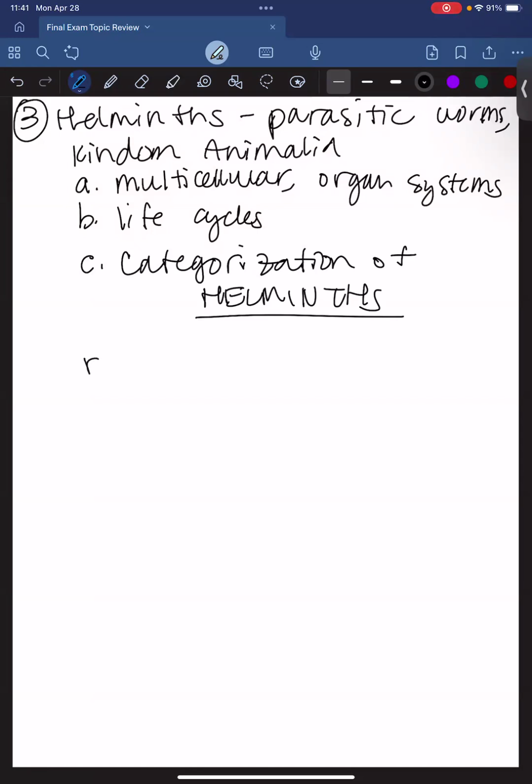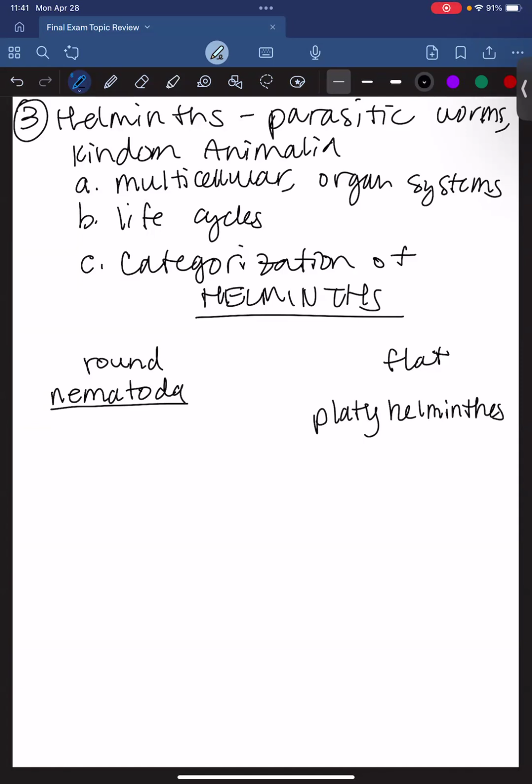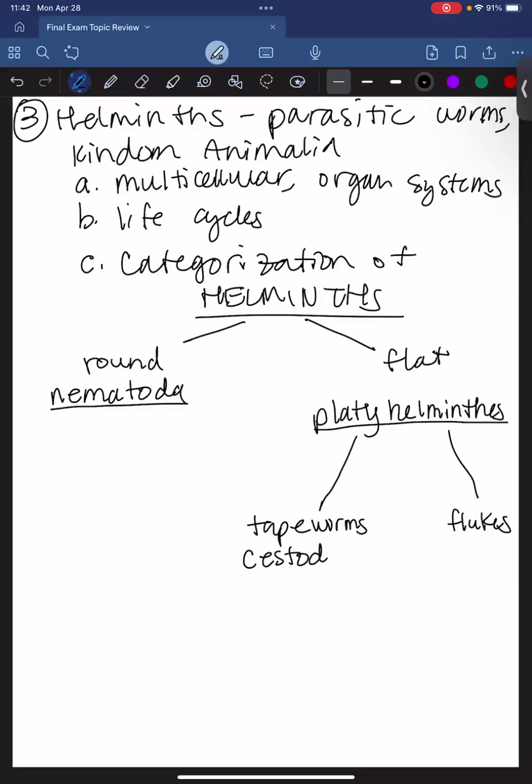We have our roundworms and our flatworms. Our roundworms are known as nematodes, nematoda. Our flatworms are known as platyhelminthes. And so we have two different kinds of flatworms as well. We have the tapeworms and we have the flukes. The tapeworms are known as cestoda and the flukes are known as trematoda.